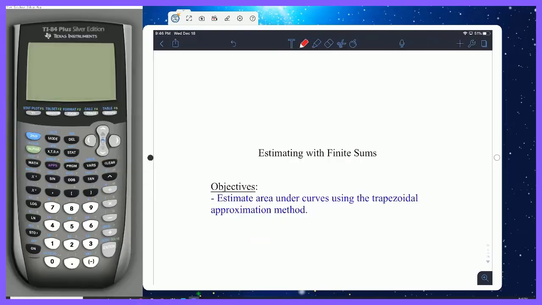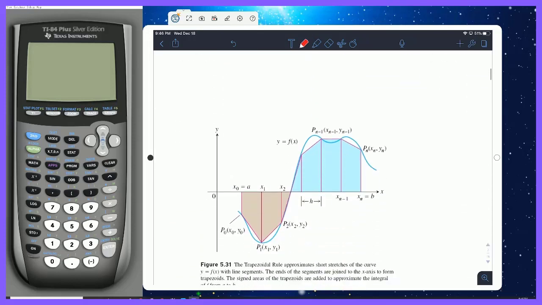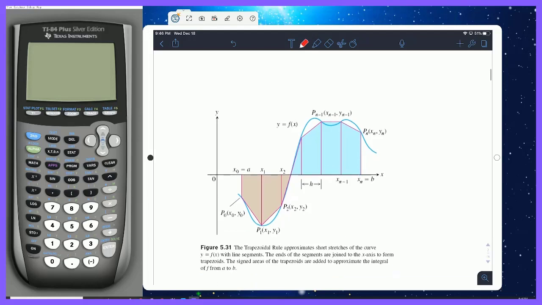Hey everyone, let's take a look at estimating with finite sums again, this time estimating area using the trapezoidal approximation method. So instead of squeezing rectangles under the curve, let's squeeze some trapezoids under the curve. Now trapezoids are interesting because they have that slanted distance, right? And that might make our area a little bit closer to the actual area under the curve.